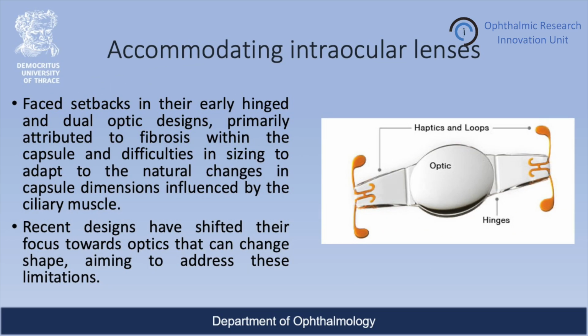As for the accommodating intraocular lenses, they faced setbacks in their early hinged and dual optic designs, primarily attributed to fibrosis within the capsule and difficulties in sizing to adapt to the natural changes in capsule dimensions influenced by the ciliary muscle. Recent designs have shifted their focus towards optics that can change shape, aiming to address these limitations.